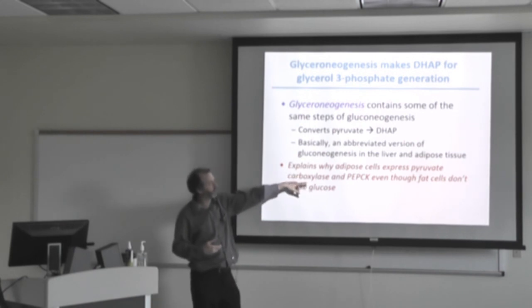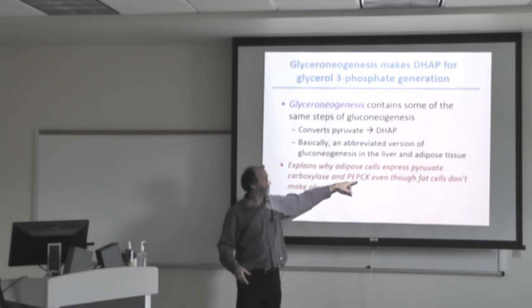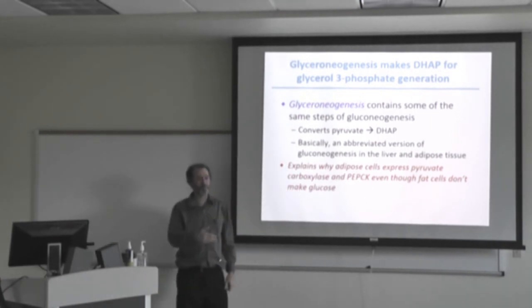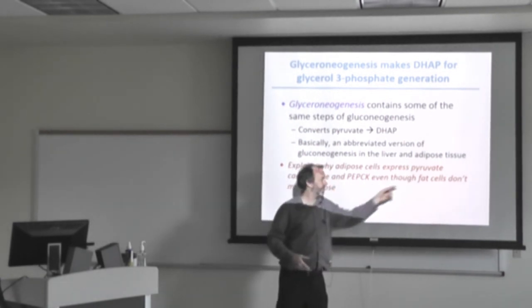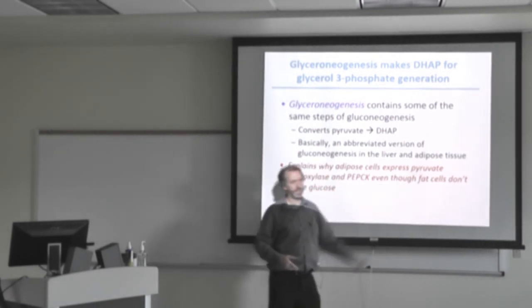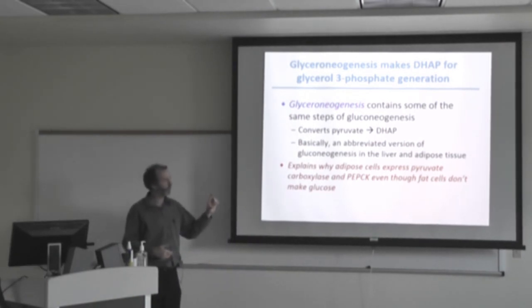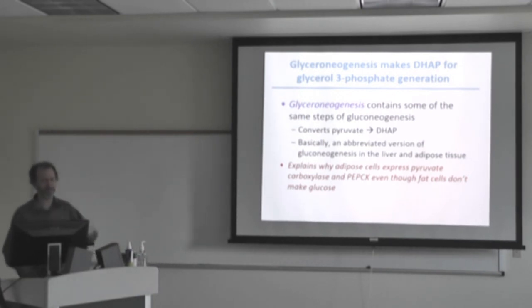This explains why adipose cells express pyruvate carboxylase and PEP carboxykinase, even though fat cells don't make glucose. So these are the gluconeogenesis enzymes that overcome the pyruvate kinase reaction.